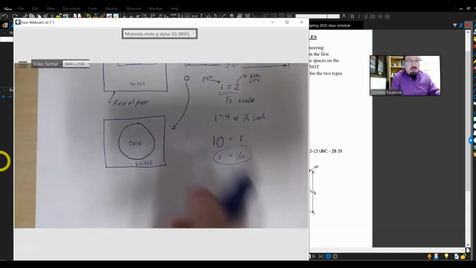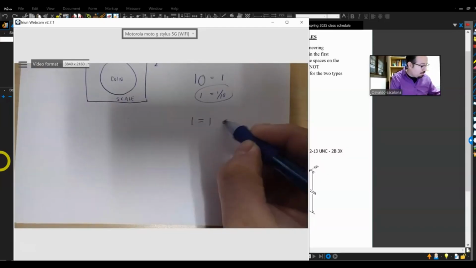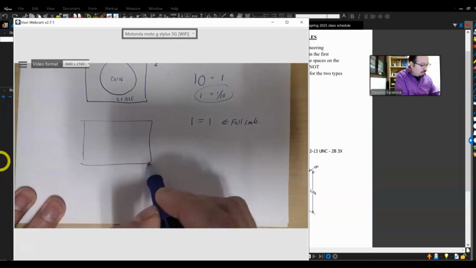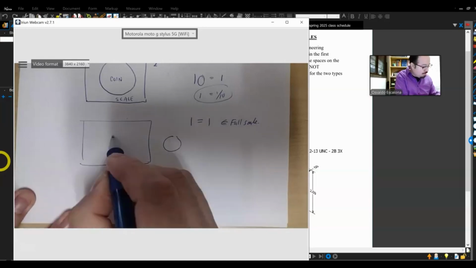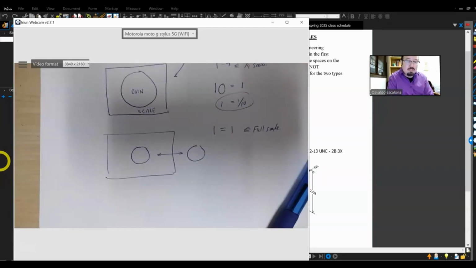Boom. That's what it means when I say, hey, give me a full scale. Full scale means you draw it such that whatever is in real life is the same on the paper, right? Now, if I were to tell you half scale, that means you half it.